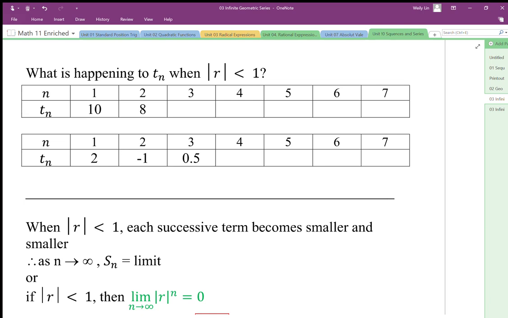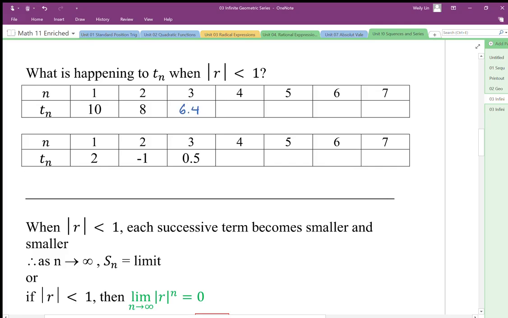So we're going to look specifically at infinite geometric series. So when we have a common ratio and it's multiplying, and the multiplier makes everything smaller and smaller and smaller. So here I start with Tn equals 10. The multiplier is 0.8, so I get 8, and then this becomes times 0.8.